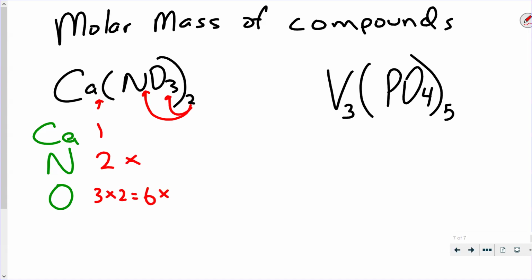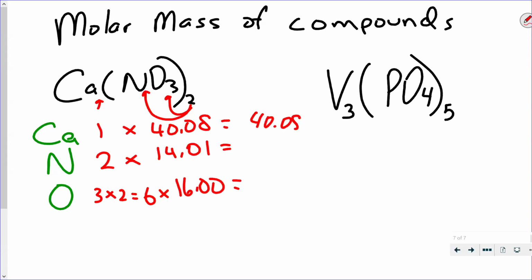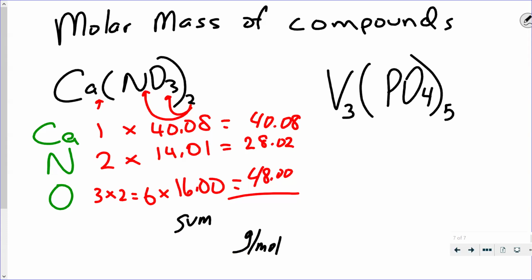So I'm going to multiply now by the mass from the periodic table. Calcium is 40.08. Nitrogen is 14.01. And because I'm rounding 2 digits after the decimal, oxygen is 16.00. I multiply those numbers. I get 40.08, I get 28.02, and I get 48. Once again, I find the sum, and the unit is grams per mole, because I am using molar mass.